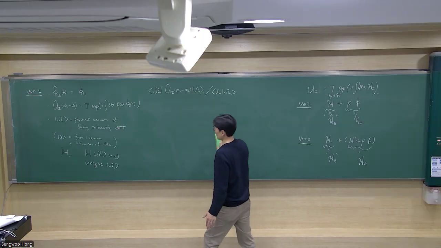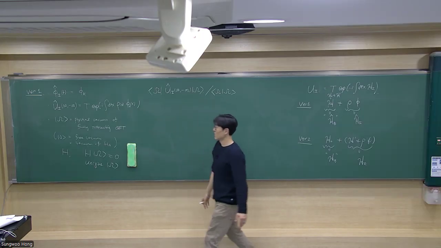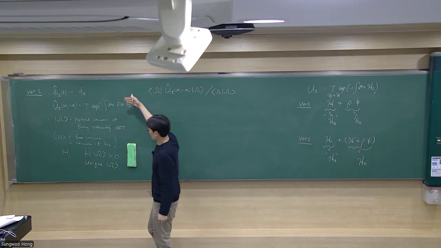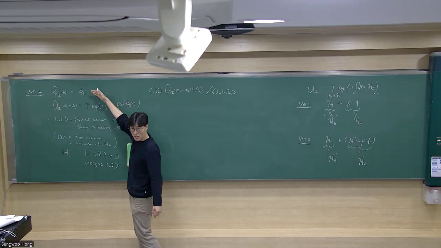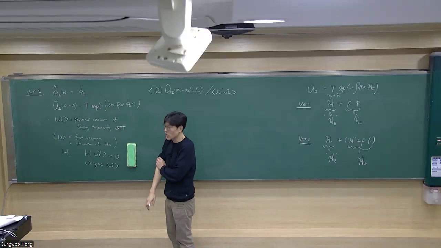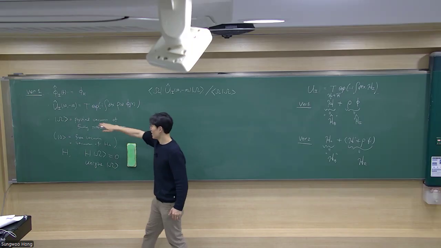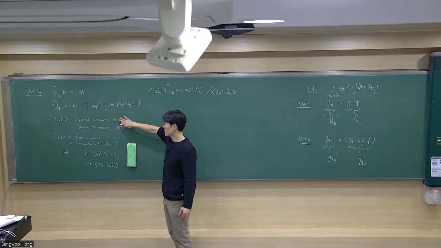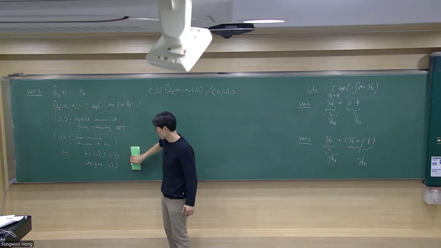Okay, so with that, I'm doing the first version of analysis. And then let me remind you of this, okay? The interaction picture operator in that analysis is nothing but the full Heisenberg picture operator. This is the time evolution operator. And then I'm assuming there exists a physical vacuum, which is defined by this. And then I'm assuming it's unique, okay?